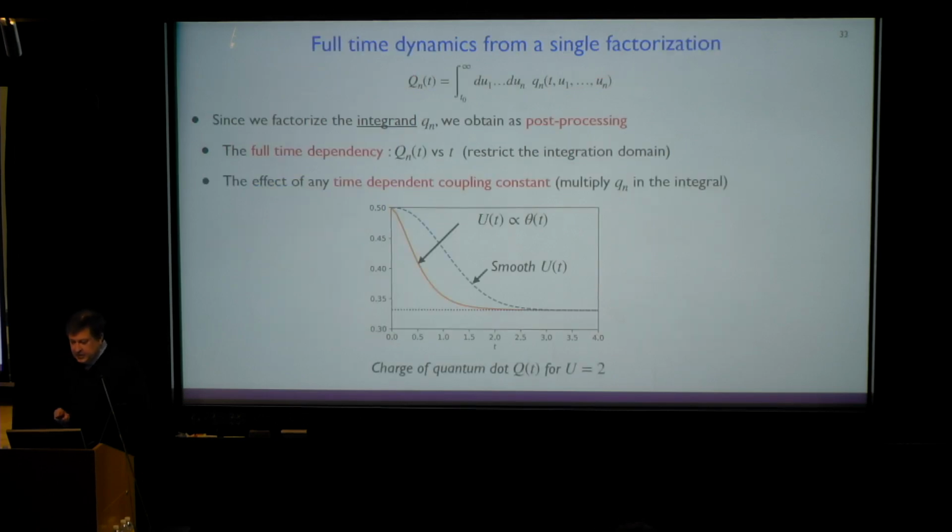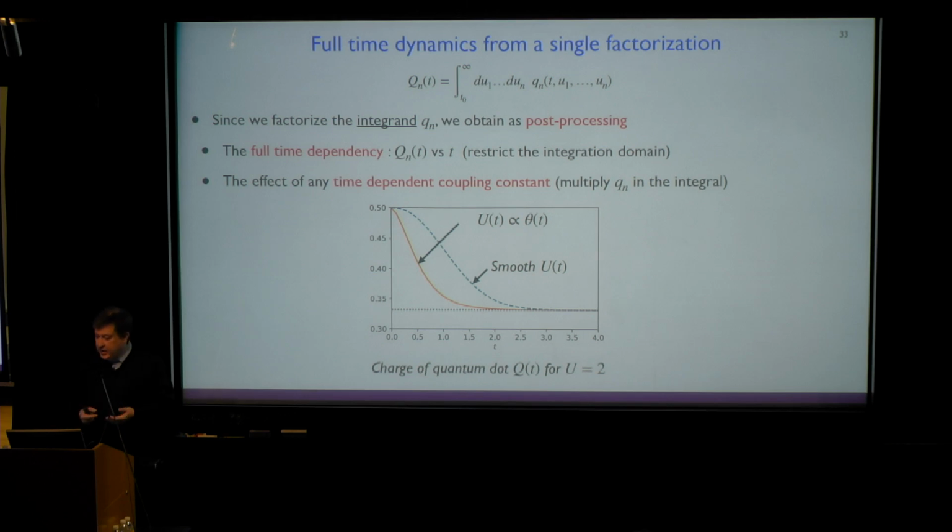Another interest, as was mentioned also before, is that by doing that, I have the full factorization of my integrand. So there are many things I can do as post-processing. For example, I want to compute this integral, but now I can do the full time dependence, because I can just restrict the integration domain after doing the factorization, and I get the full time dependence of my quantity in one shot, because the integration part is very quick. What's long is to build the tensor.